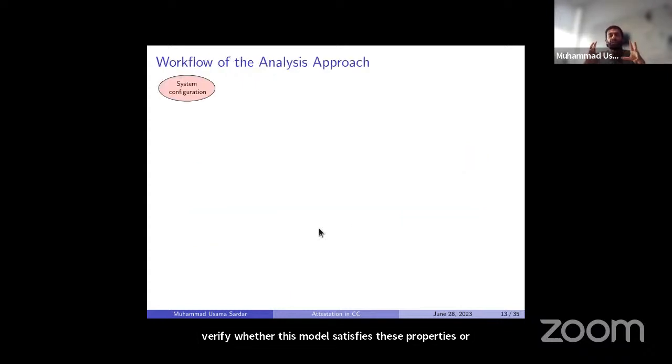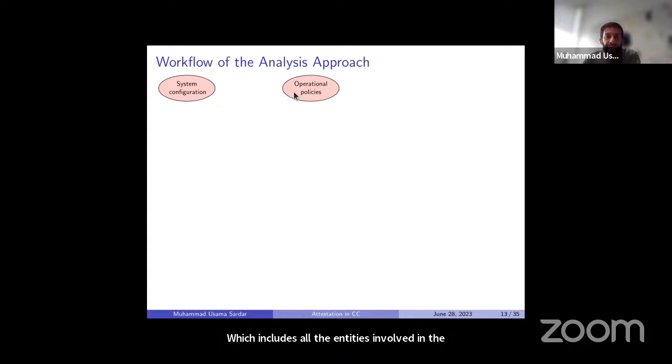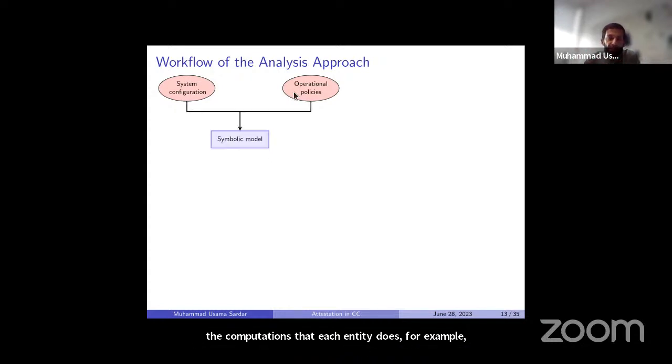So, zooming a bit more into these blocks, this is a specific approach based on ProVerif. For the system model, we have a system configuration, which includes all the entities involved in the protocol, which I will show in a minute. And then the communication between these entities and the computations that each entity does, for example, computing the hash and then the MAC or the signatures and so on, are included in the operational policies. By combining these two, one can form a symbolic model.